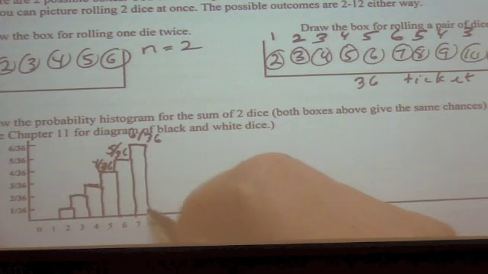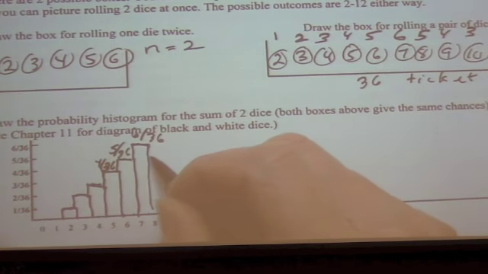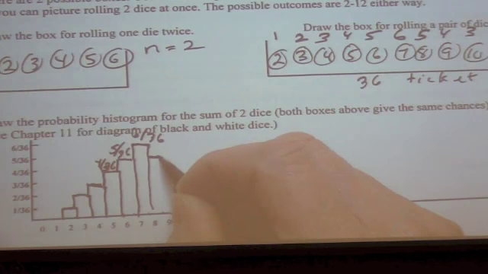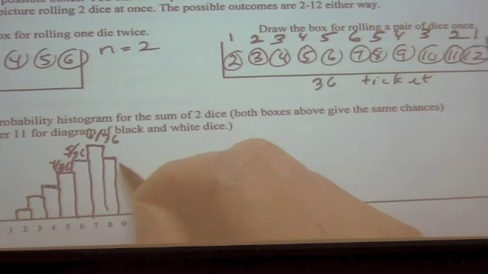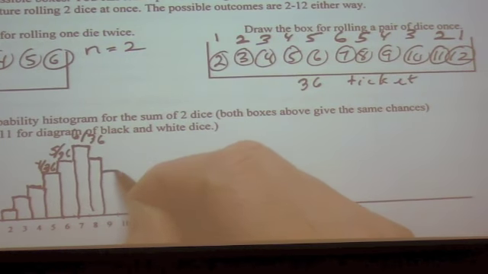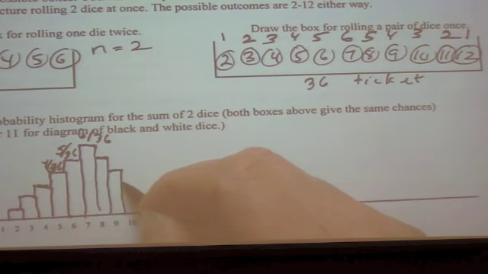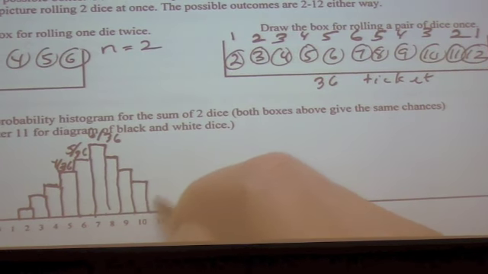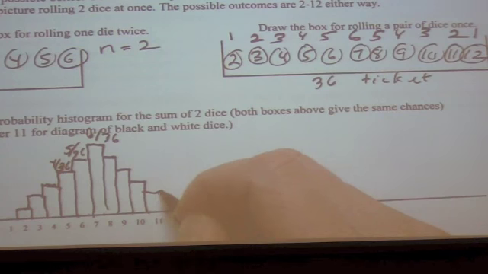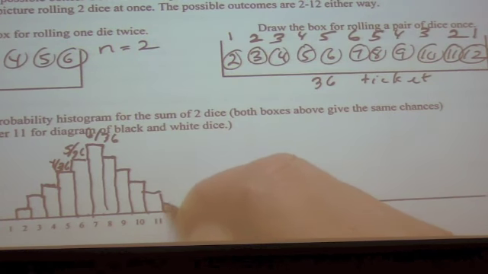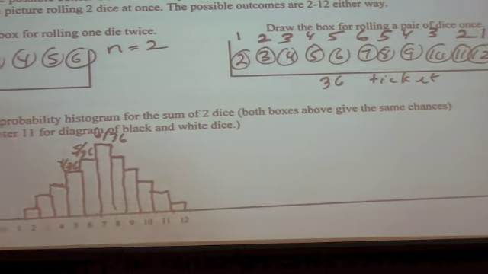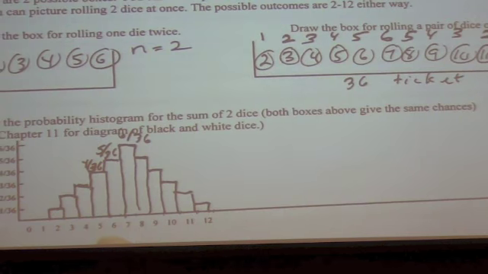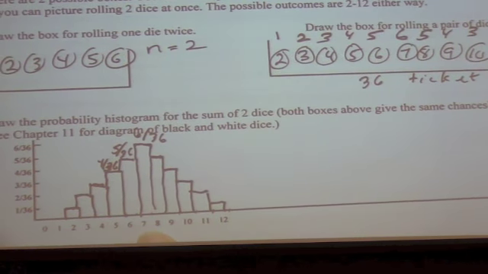So for drawing an 8, 5 out of 36. A 9 would be 4 out of 36. 10 would be 3 out of 36. 11 is 2 out of 36. And finally, a 12 is 1 out of 36. So that's what your histogram looks like, kind of like a bumpy version of the normal curve.